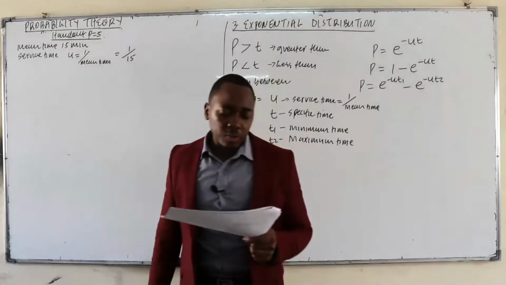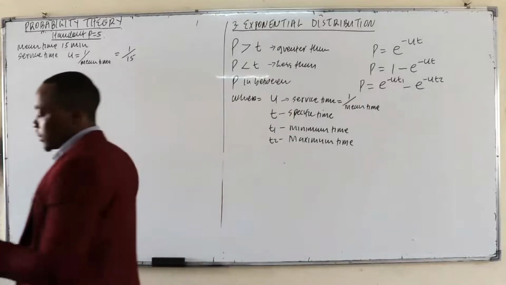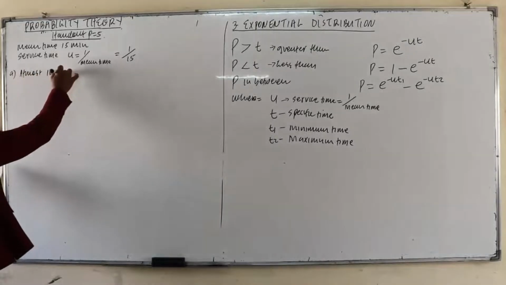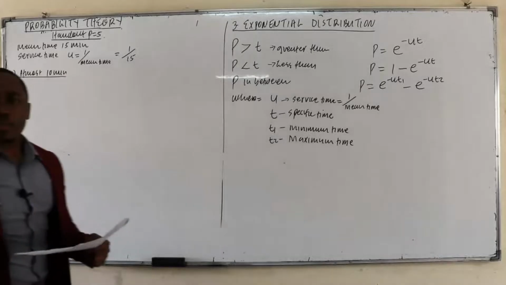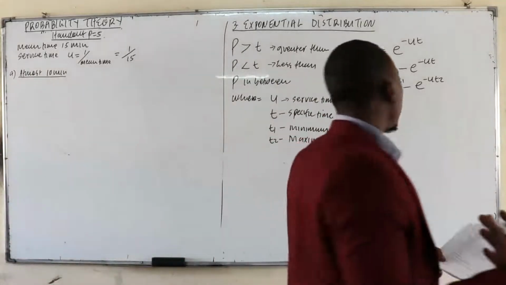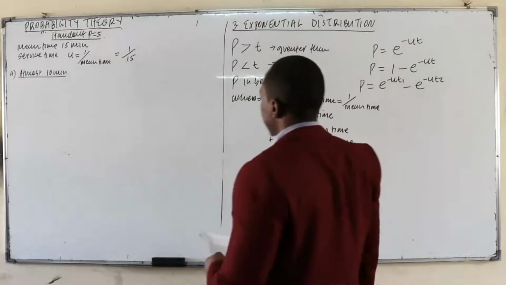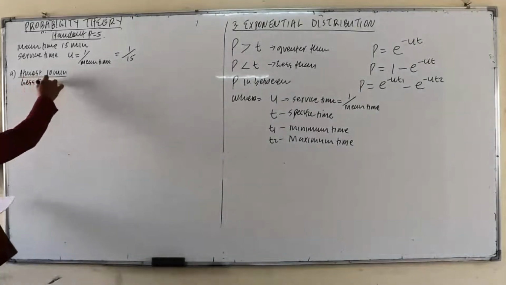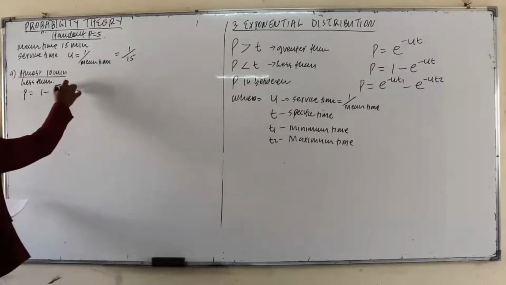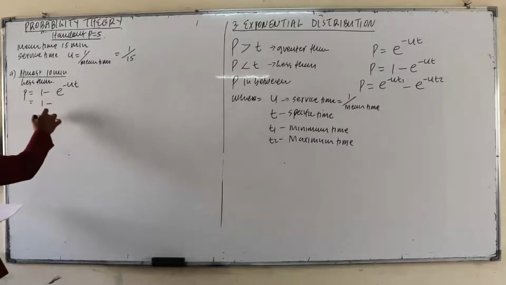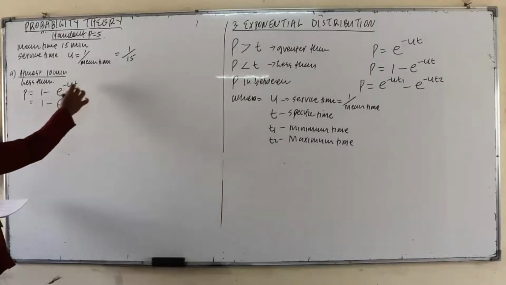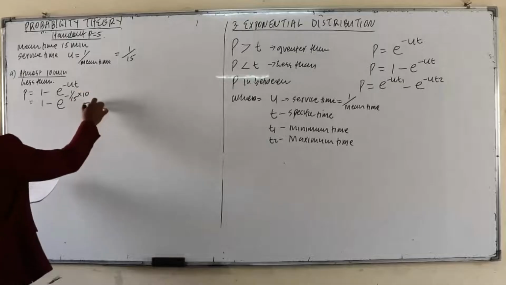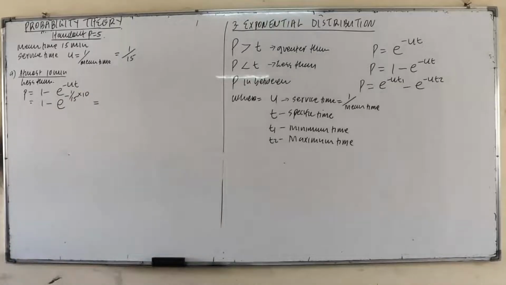Determine the probability that a customer will be served for a period of, number A, at most 10 minutes. At most means, is it maximum or minimum? So does it represent greater than or less than? So that means less than. So probability is equal to 1 minus e^(-UT). Our U is 1 over 15 times T. Here you want at most 10 minutes, maximum of 10, so you should take less than.